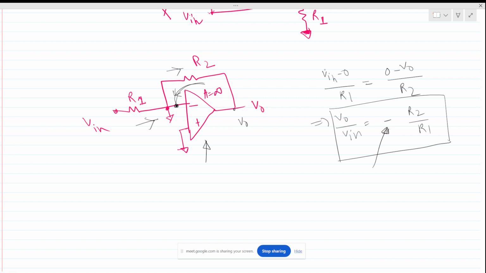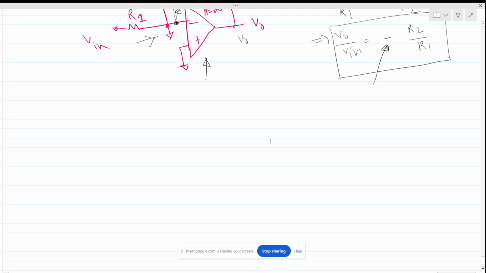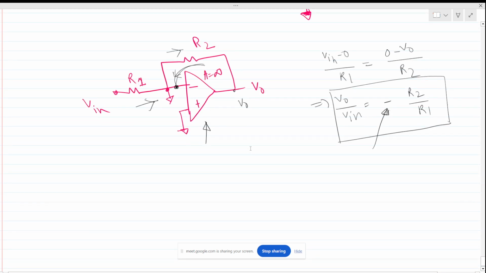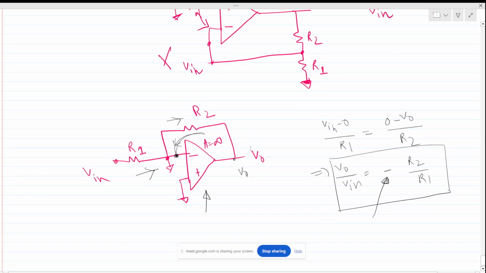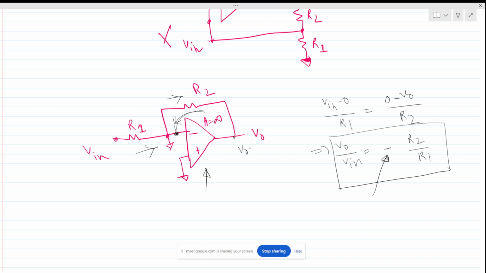So now, Sijan, we should go for the adder circuit, right? Or should I mention some other things? Okay, here the current is flowing and no current can go through this branch. So we can write these things, right? Because the input impedance is so high, no current can go through these branches.